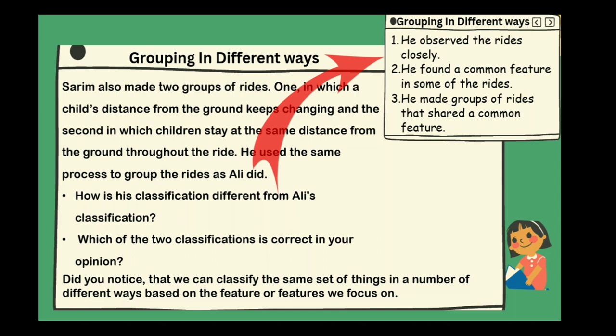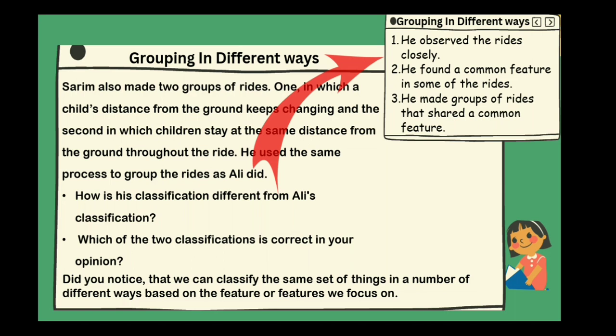Ali used a different common feature and Sarim used a different common feature. And the groups that they made were absolutely different. So which of the two classifications is correct in your opinion? What do you think? Is Ali correct or is Sarim correct? Yes, you're right.